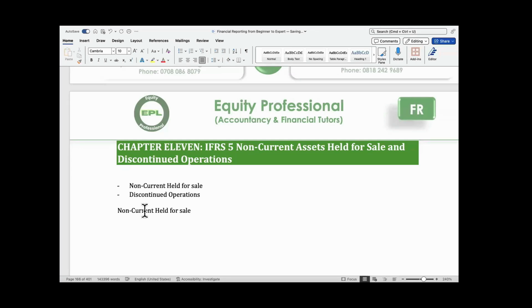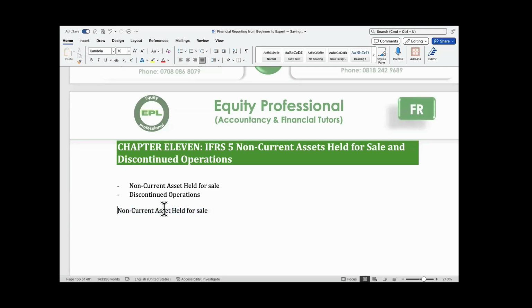And from the name, non-current asset held for sale, this phrase, the way it is, requires very little introduction because the expression itself says it all. Non-current asset held for sale, meaning that you have a non-current asset that you are now holding for sale. Then the question is, why are you holding it for sale?